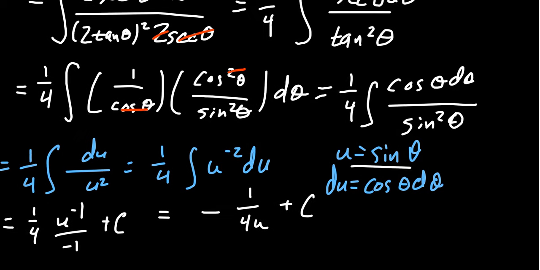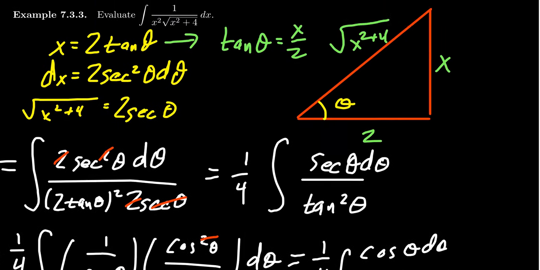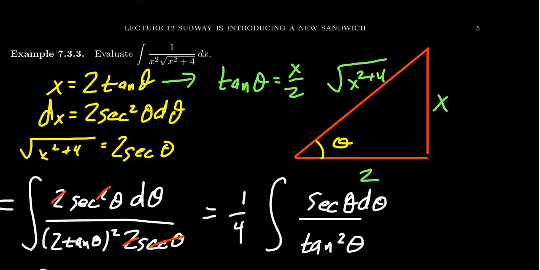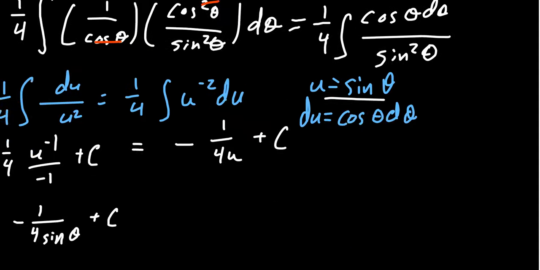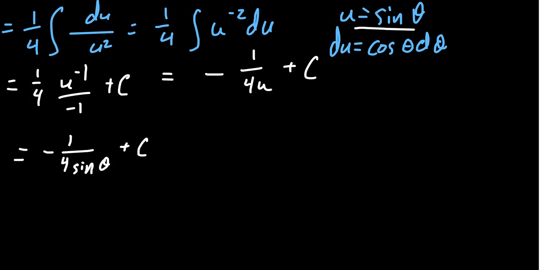And to help us translate sine back, it might be useful to come look at this original triangle. Now remember, we're trying to do sine. Sine is opposite over hypotenuse. So connecting those together would give sine as x over the square root of x squared plus 4, or if you prefer to do cosecant, it would be the square root of x squared plus 4 over x. Again, it doesn't really matter too much. As long as you're consistent, make a choice and do one or the other. So we'll stick with sine here.